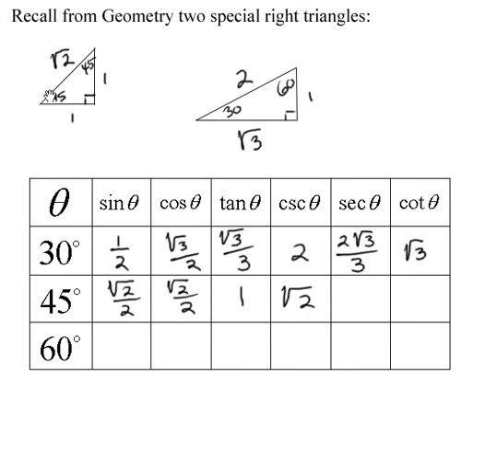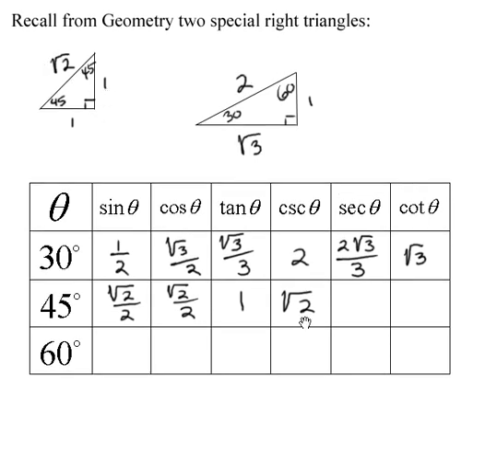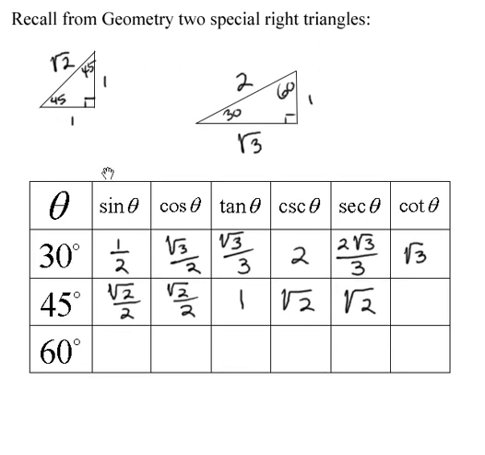So from 45, cosecant is hypotenuse over opposite. That's the square root of 2 over 1. Secant is hypotenuse over adjacent, which is also the square root of 2 over 1. And again, since 45 is complementary with itself, secant and cosecant are cofunctions, so they're going to have the same values. Let's look at cotangent. Cotangent is adjacent over opposite, so 1 over 1 is 1. Tangent and cotangent are cofunctions, so they're going to have the same values.